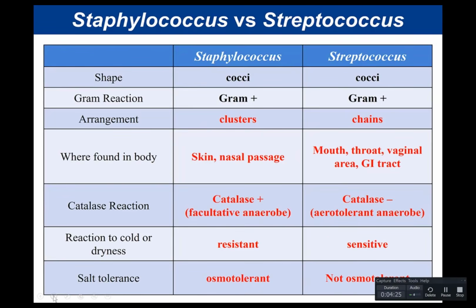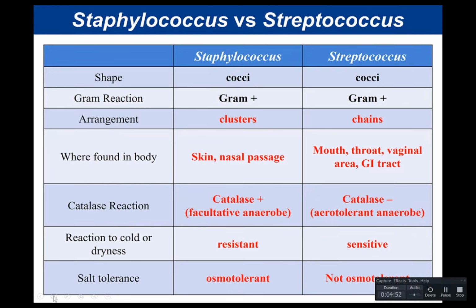Reaction to cold or dryness. So Staphylococcus, you have to remember, is found on the skin. So it's well adapted to dryness, right? It's tolerant to temperature changes. It's tolerant to dryness because it's used to being out in the open. So we would say that Staphylococcus is resistant or not sensitive to cold or dryness.